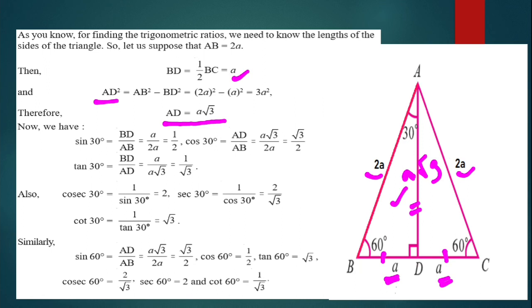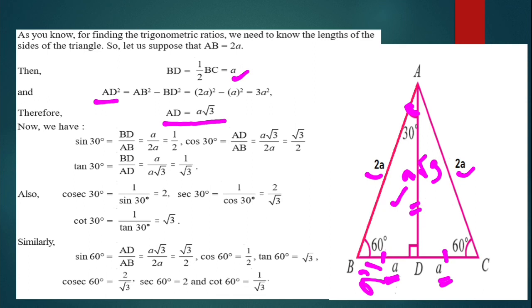Now suppose I have to find sine, cos, tan, cosec, sec, cot of the angle 30 degrees. This 30 degrees will be the acute angle. So if you consider this as the acute angle, this will be the opposite side and this will be the adjacent side. So sine 30 will be opposite by hypotenuse, that is BD by AB. Put the value of BD and AB, you will get A by 2A, that is half.